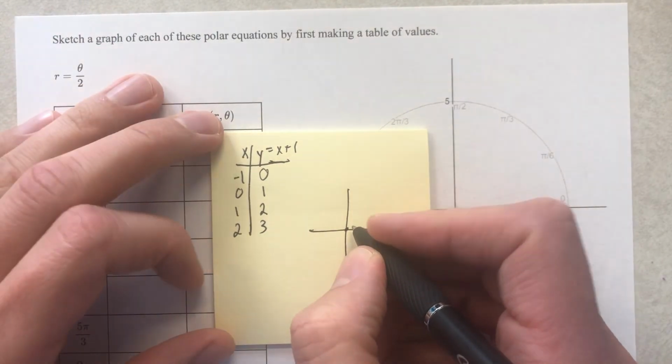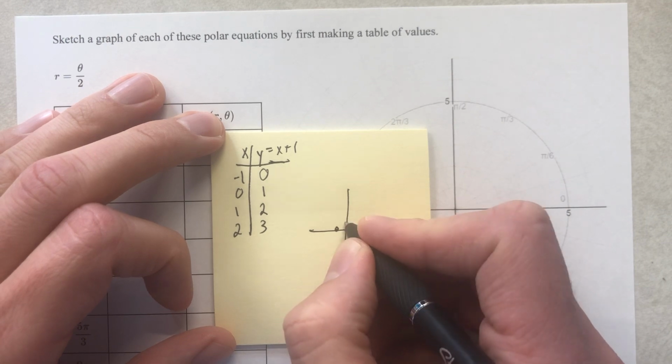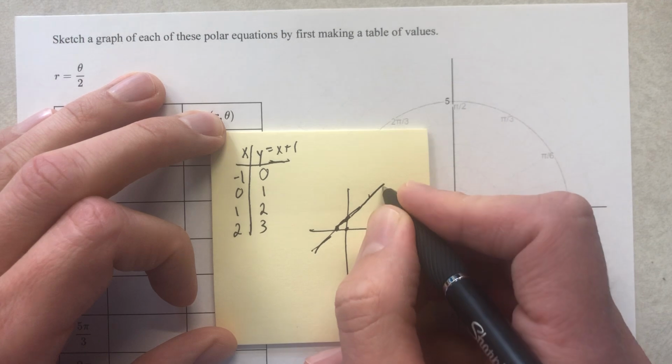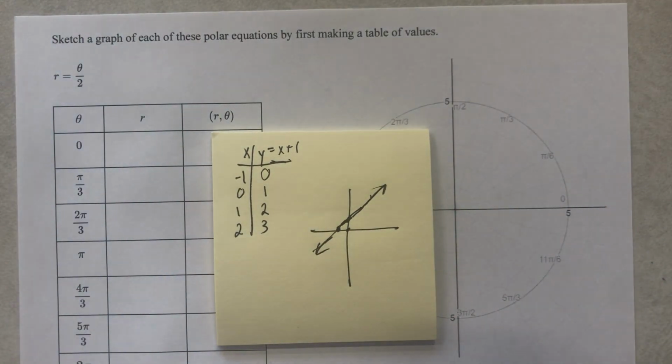Oops, that's not it. -1, 0. There we go. There's 1, there's 1, there's 1. And you got your line. You're like, yay, I have a line. And that's how you learn to graph a line.